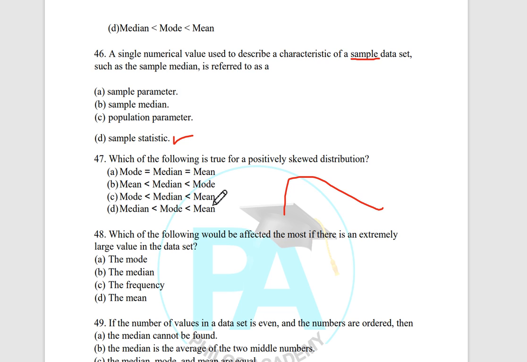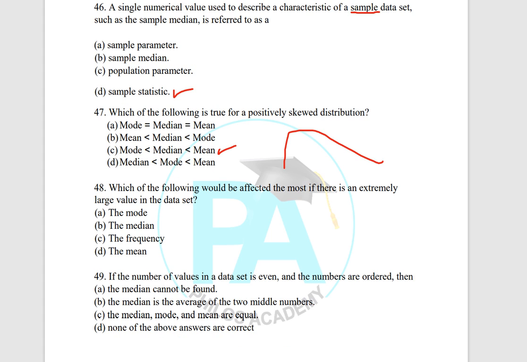Don't choose D, the answer is C. Okay, the mean should be greater than the median, which is greater than the mode. So question 47 is C. So let's go to question 48.